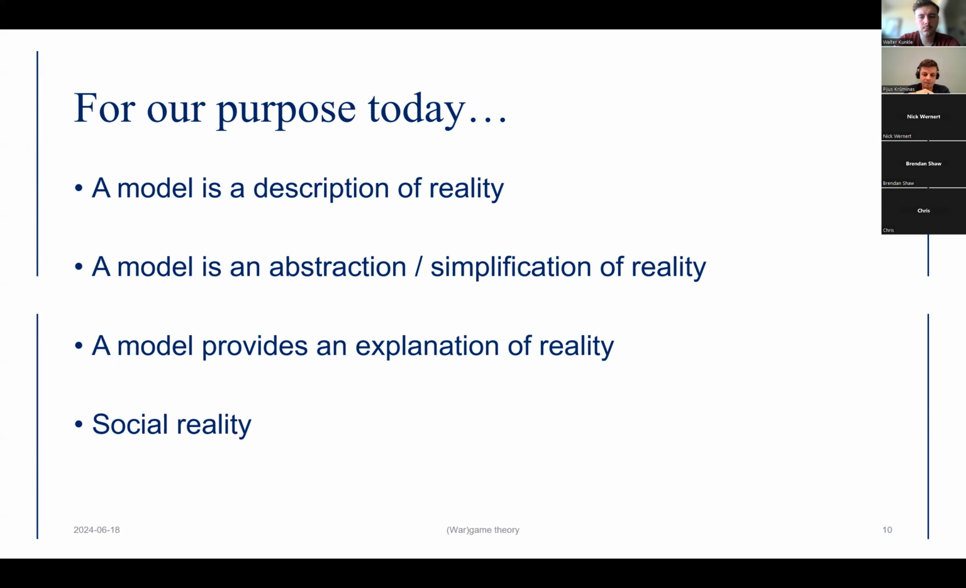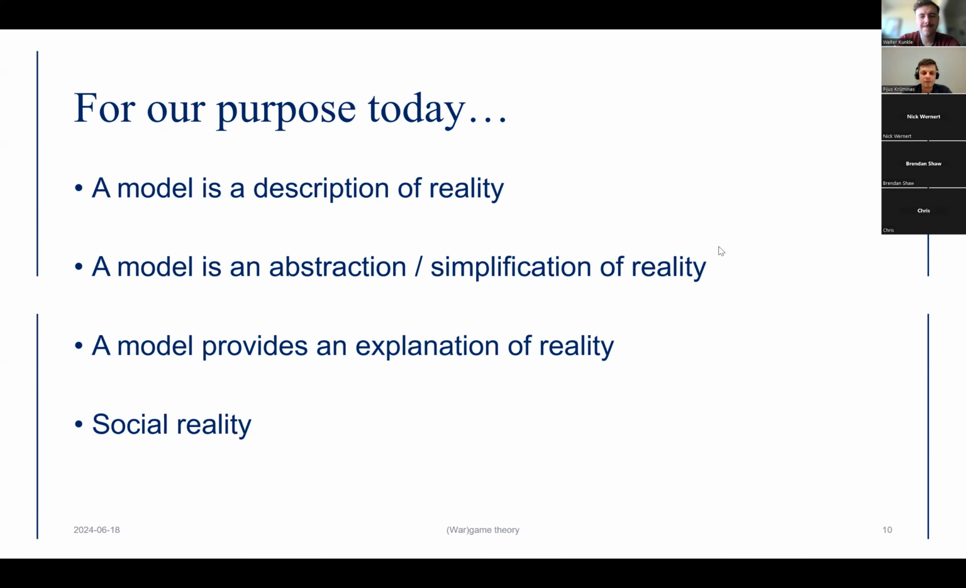We can provide an explanation of that reality. And when I talk about reality here, of course, I have in mind social reality. So three elements of a model for our purposes today: description, simplification, and also explanation. And that explanation is also why I'm not going to discuss large language and similar models here, because I do think that they're missing that explanatory part.